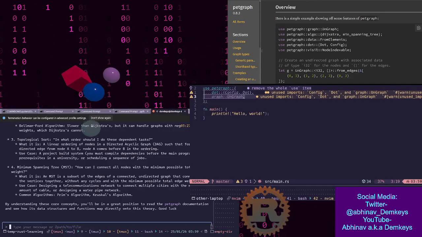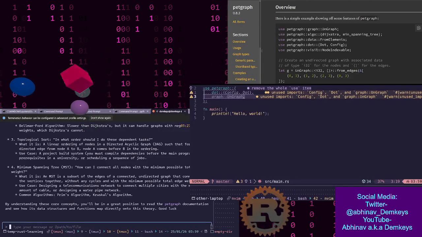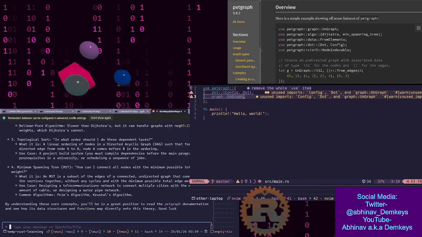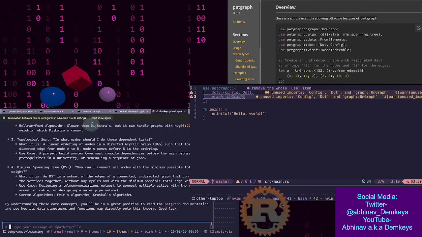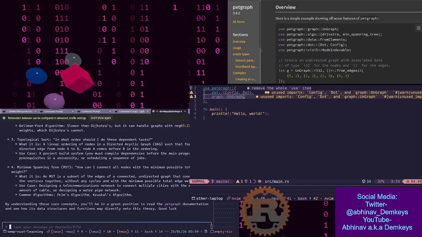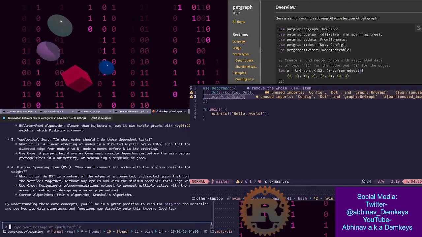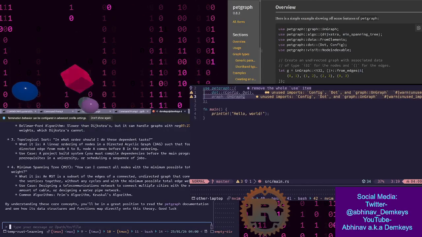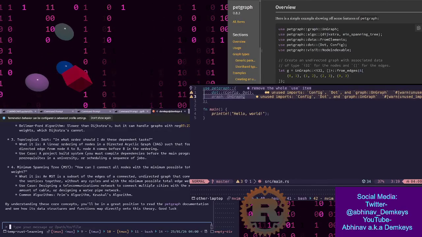Where was I in this? Project build system. Okay, course prerequisites in a university, or scheduling a sequence of jobs. All right. Then, minimum spanning tree. How can I connect all nodes with the minimum possible total edge weight?